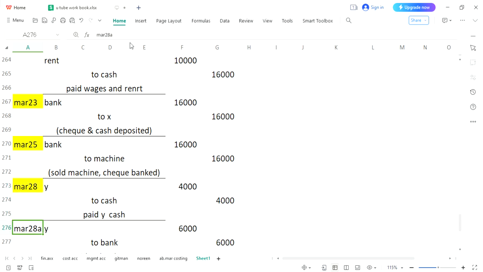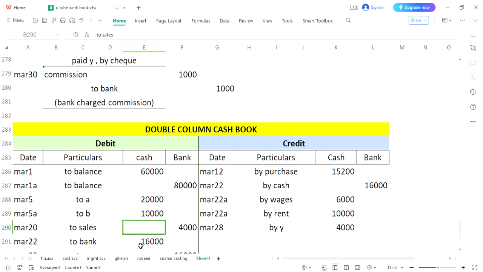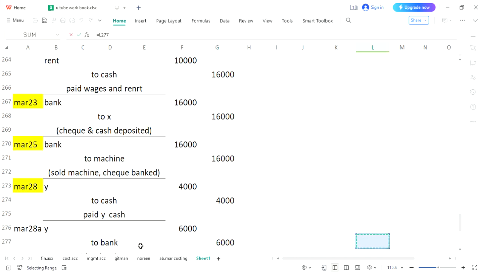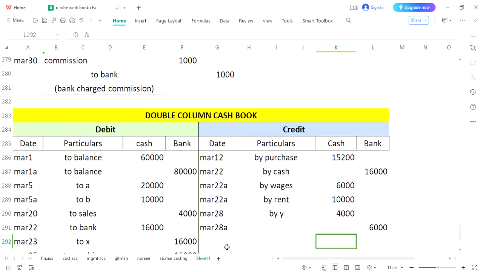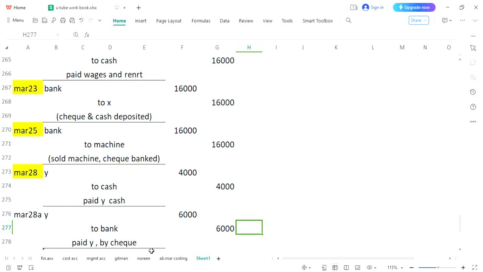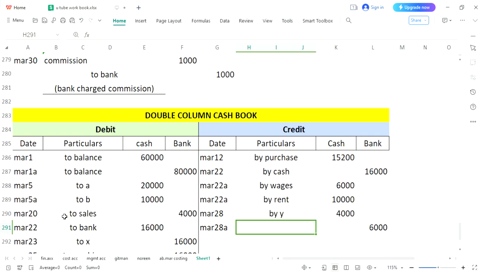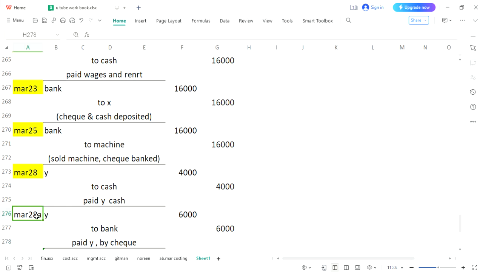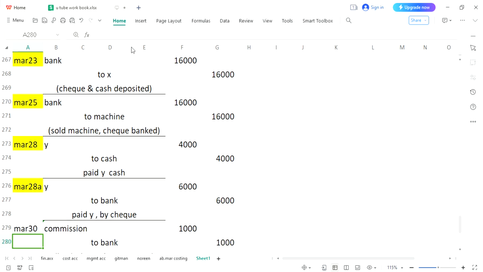Now March 28A, where bank is present on credit side. Here we will write date first, March 28A, and bank is present on credit side. How much amount? 6,000. Put it. It's time to see the reference. You can see bank was credited and Y is written on opposite side. Again you will put Y. This way March 28 is also completed and it has been marked as done.